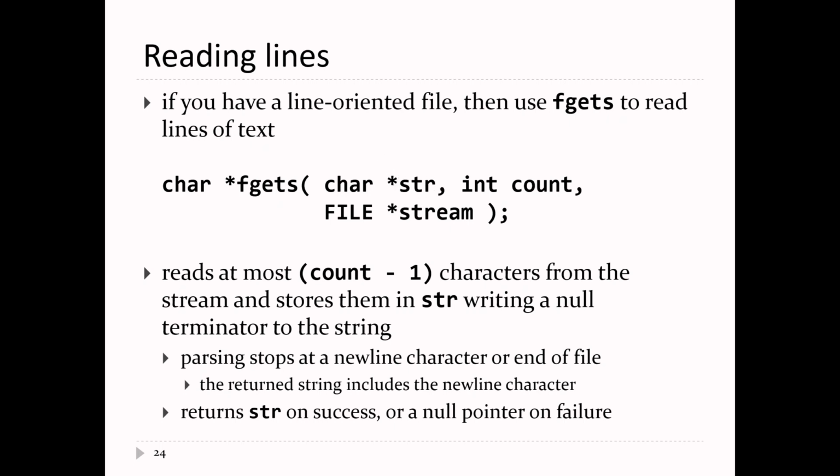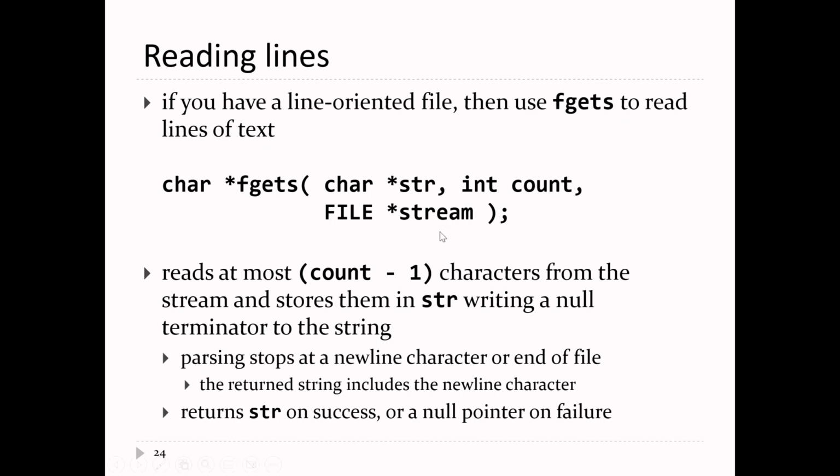Now remember that that string is just some array somewhere, so it has some finite size. You have to be careful not to write too many characters into that array. So that's what the variable count is for. count is the maximum number of characters that fgets will read, up to and including the newline. So it reads at most count minus 1 characters, because it's going to insert the null terminator onto the string str.